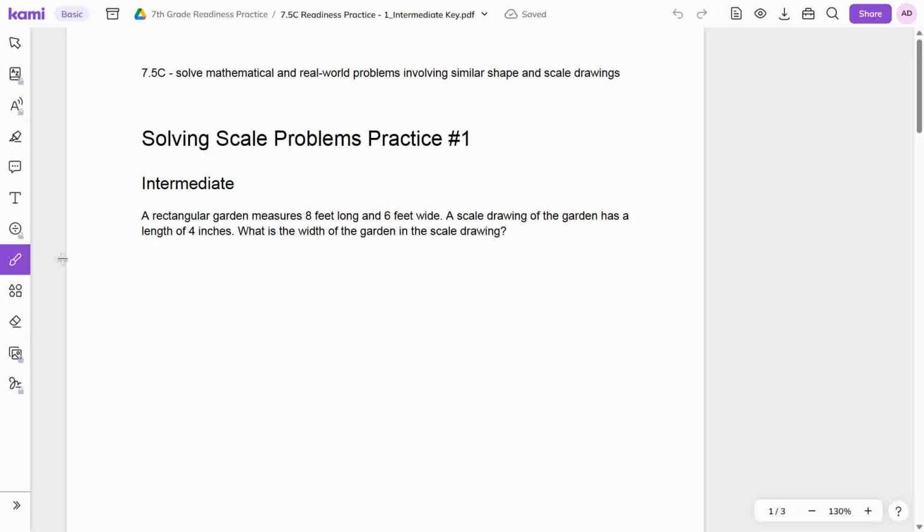Today we are looking at the 7th grade concept of solving scale problems. This is 7.5C Readiness Practice, the intermediate version.